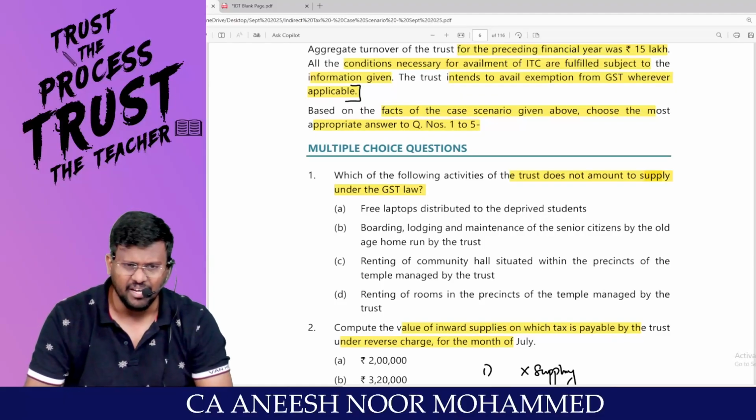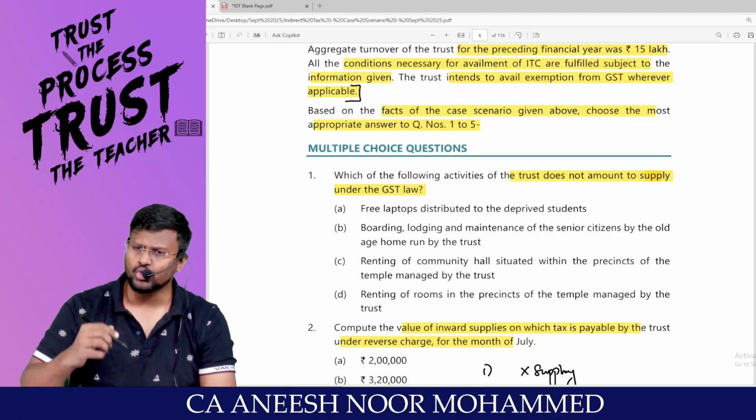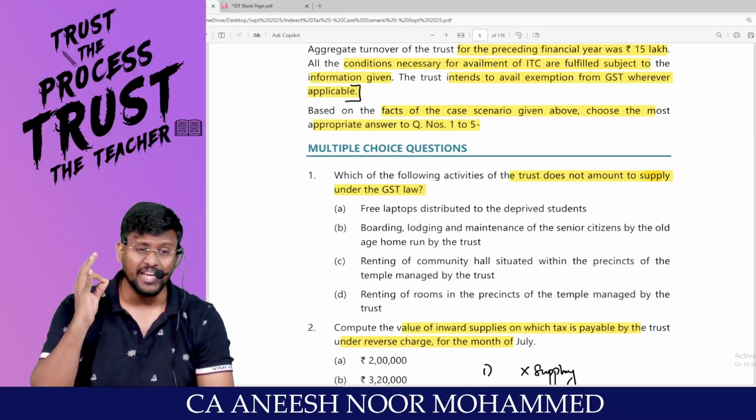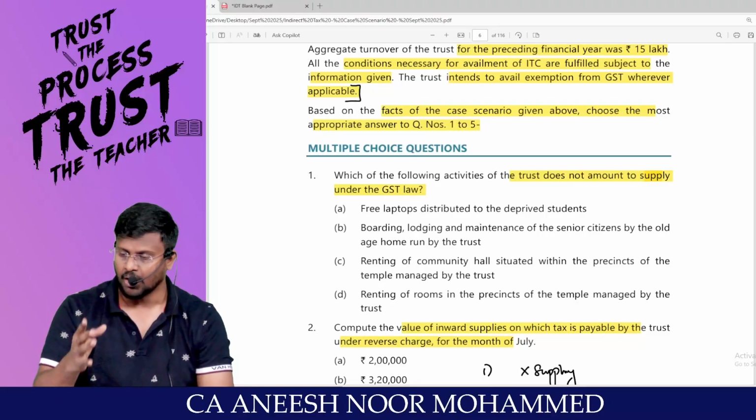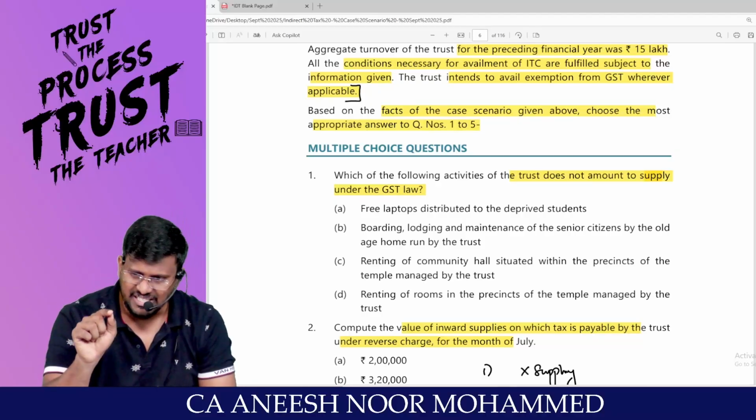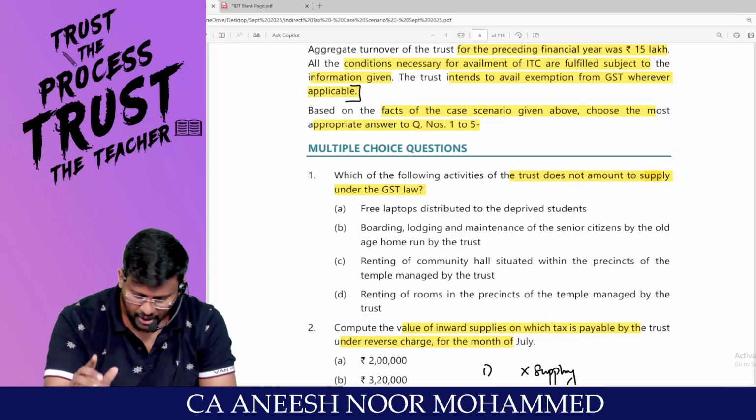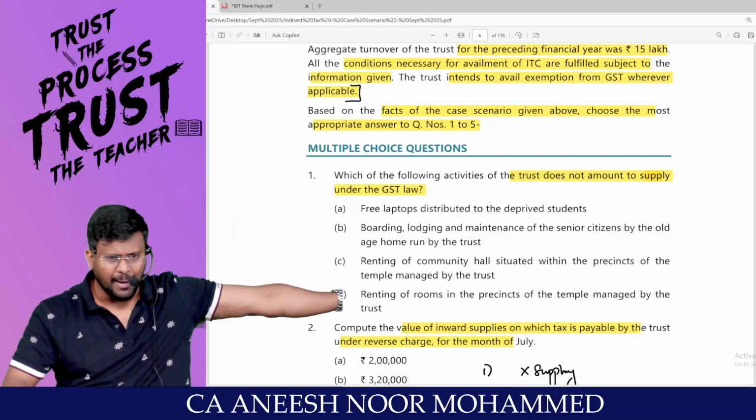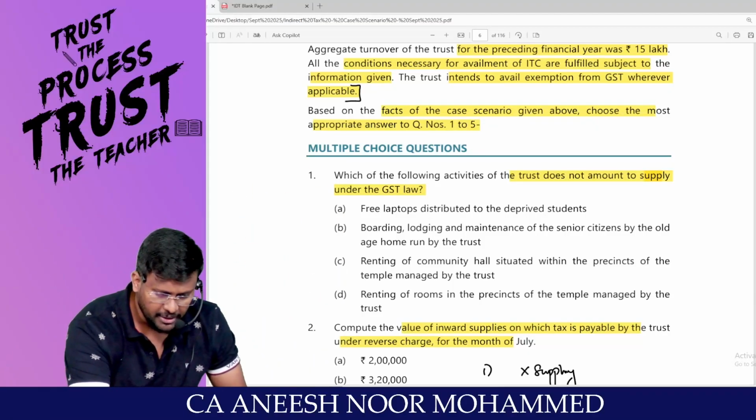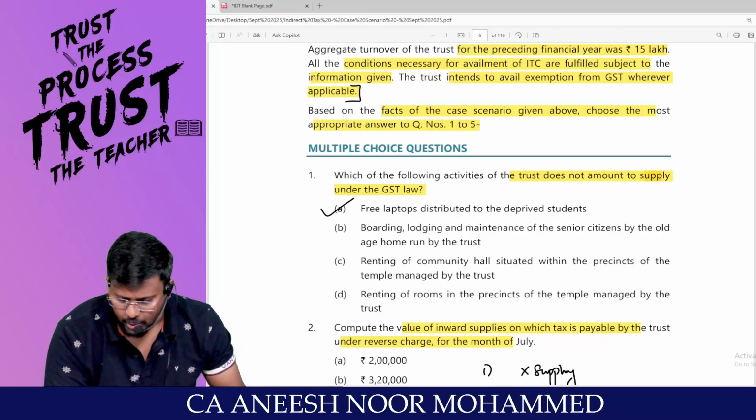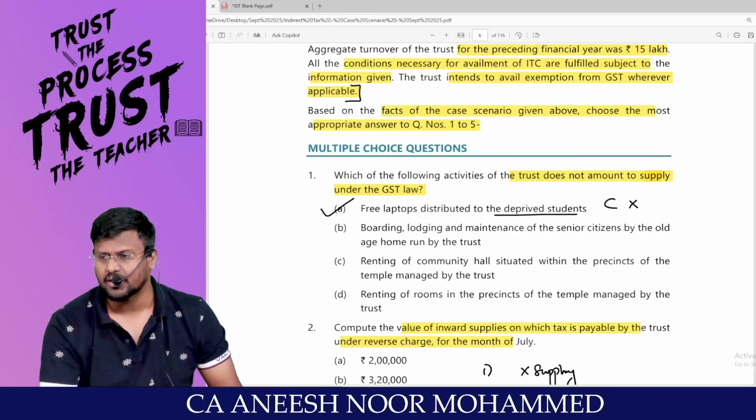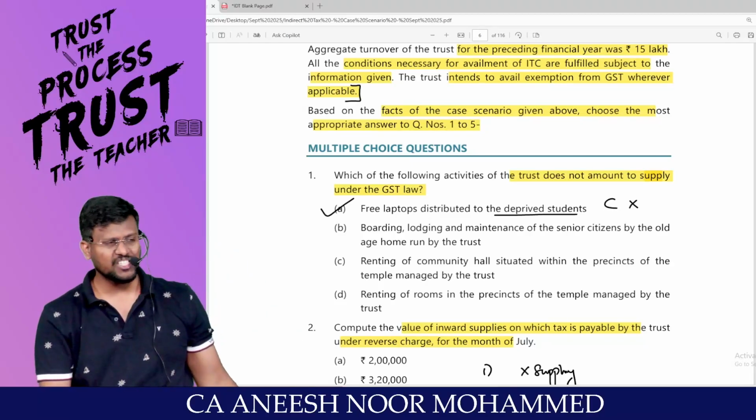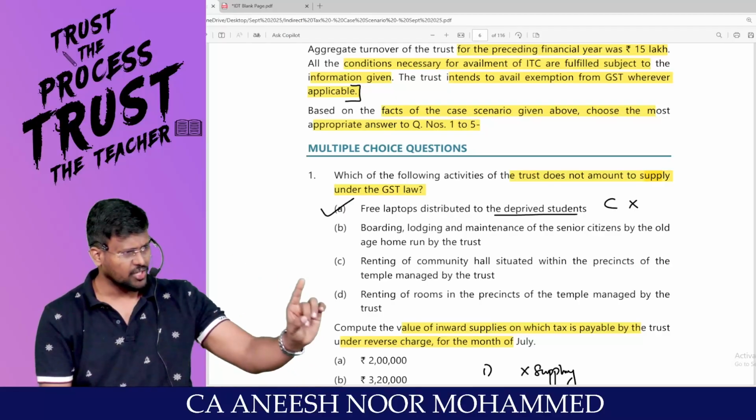As per section 7, subsection 1, clause A, supply includes all forms of supply of goods or services or both, such as sale, barter, transfer, exchange, license, lease, rental or disposal, made or agreed to be made for a consideration. Are you all with me? Receiving a free laptop and giving a free laptop, is there any consideration? That means free laptops distributed to deprived students, there is no consideration at all. If there is no consideration, it will not be treated as supply. Then as per section 7, subsection 1, clause A, it is not a supply.